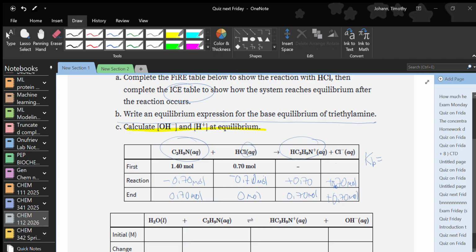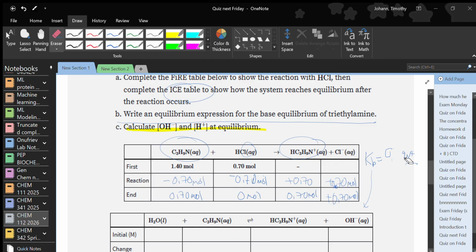Okay, so how do I write this Kb expression? Products over reactants, right? So my products for this reaction, that's the base equilibrium equation, right? Because I have my base, this base is something that produces OH in water, right? So that's going to be the concentration of my acid, that's C3H9N plus. I'm going to run out of room.